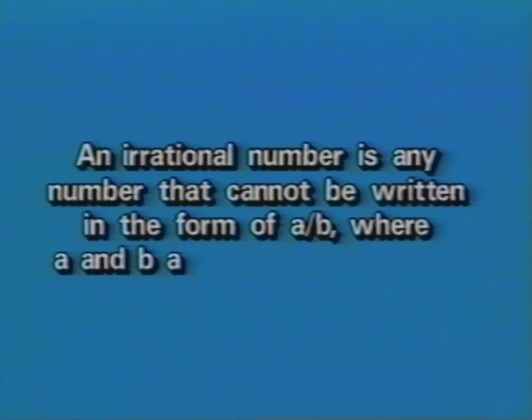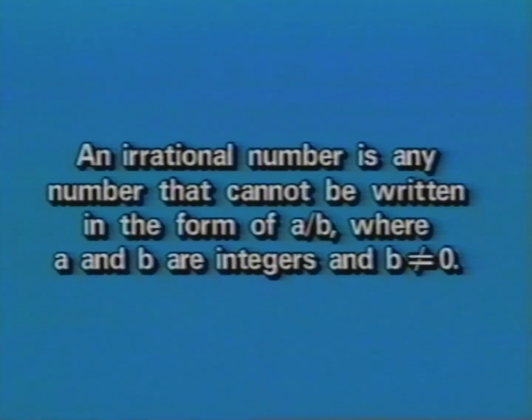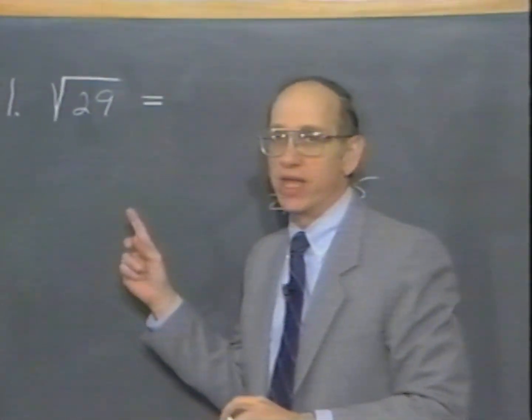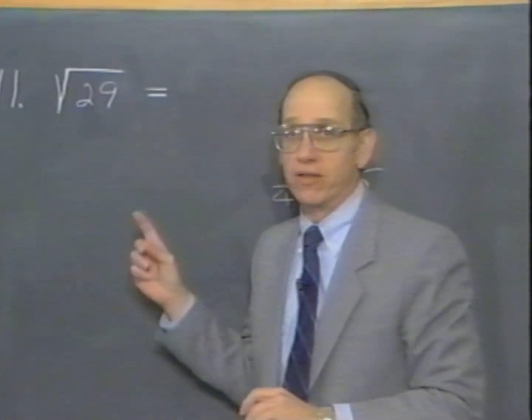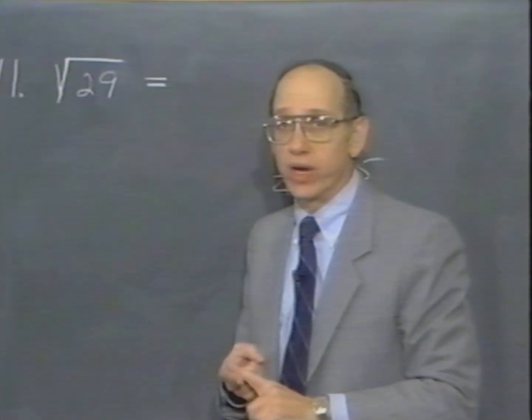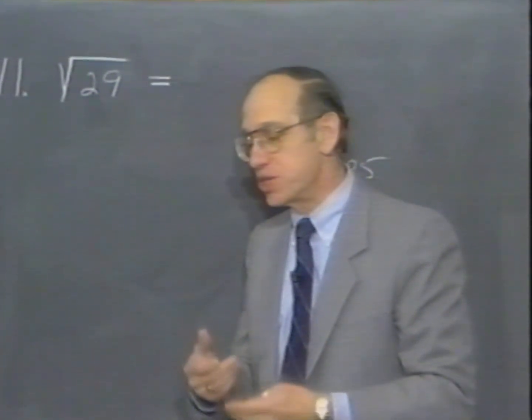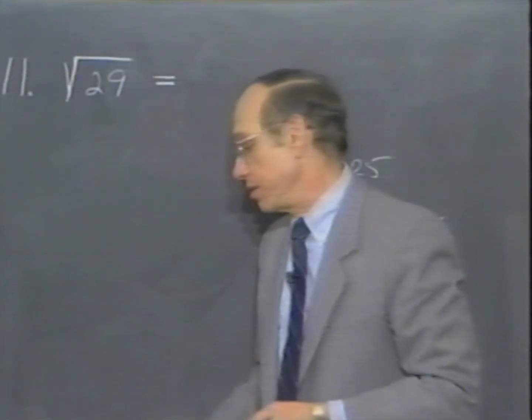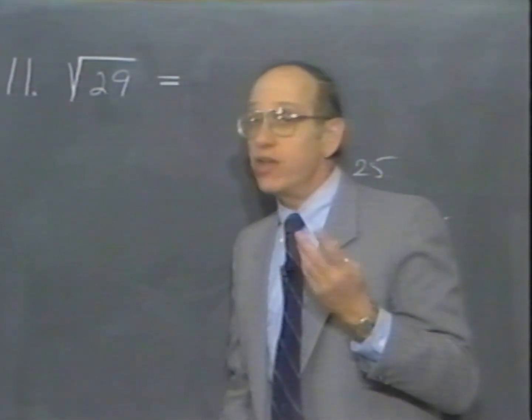An irrational number is any number that cannot be written in the form of a over b, where a and b are integers and b is not equal to 0. So the best we can really do is to estimate the square root of 29. That is, we can calculate the square root of 29 to as many decimal places as we want, but we really can never get to the end. Well, how do you really do it?